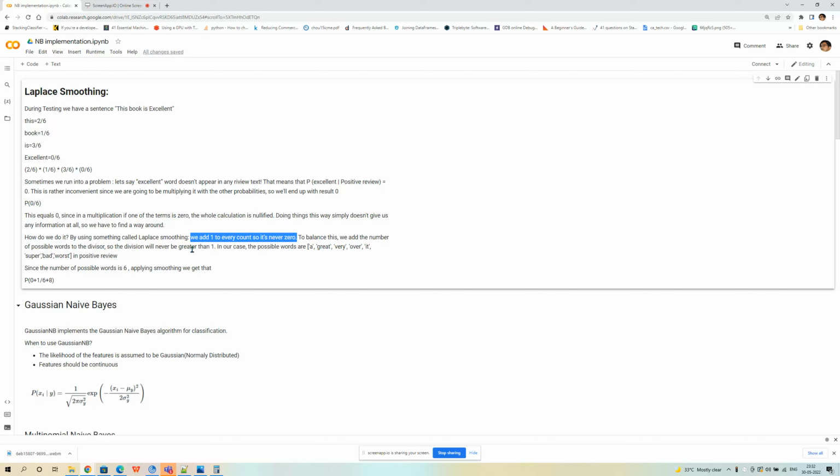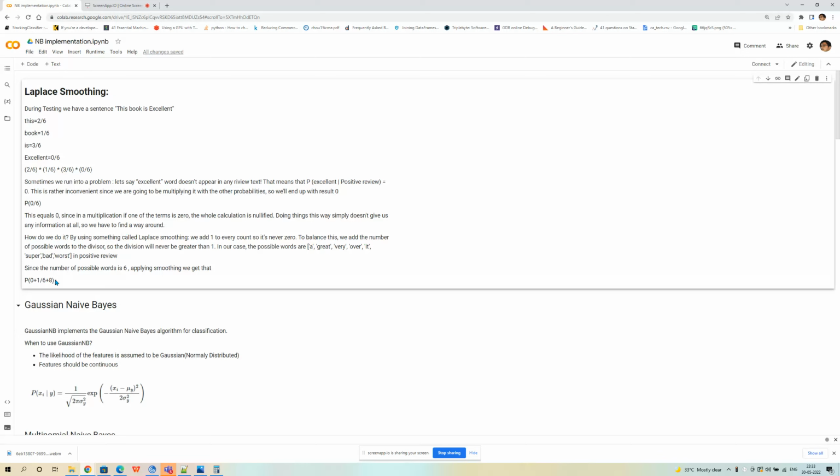They will add one to the numerator for every word, not only for "excellent" but for "this", "book" and the rest. So it will be 2 plus 1, and so on. Since we are adding 1 in the numerator, in order to balance it, in the denominator, along with 6, we'll add how many unique words there were across the data set. Across the data set means both positive and negative reviews. The 6 that we are looking at is the number of words in the positive review only. Along with that 6, we'll have 6 plus 8. The 8 here refers to the unique words that were there in both positive and negative reviews.